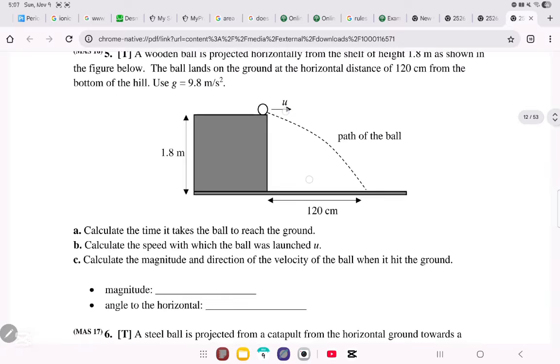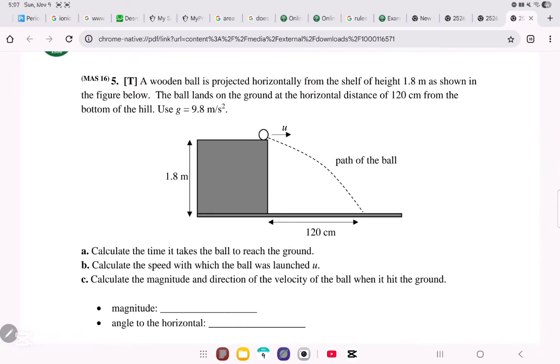We move on to question number 5. A wooden ball is projected horizontally from a shelf of height 1.8 meters as shown in the figure below. The ball lands on the ground at a horizontal distance of 120 centimeters from the bottom of the hill. Use g as 9.8. They want the time it takes the ball to reach the ground. Here, in this scenario, theta is 0. Since theta is 0, we cannot use t ground. We cannot use h max and we cannot use r max.